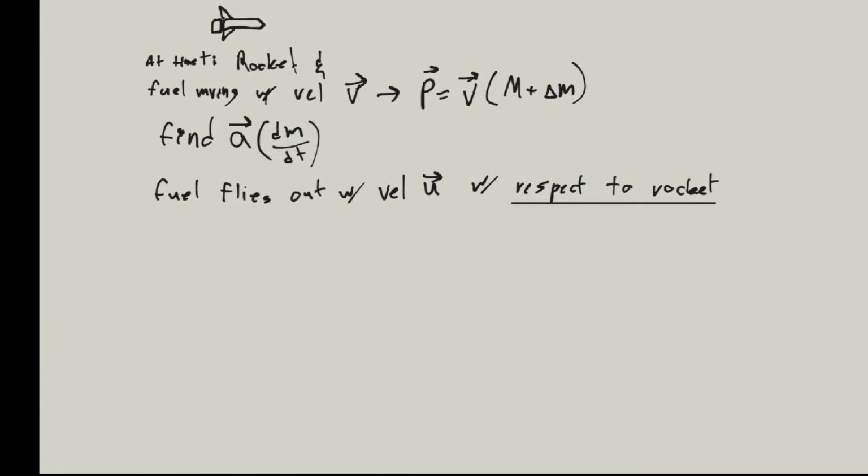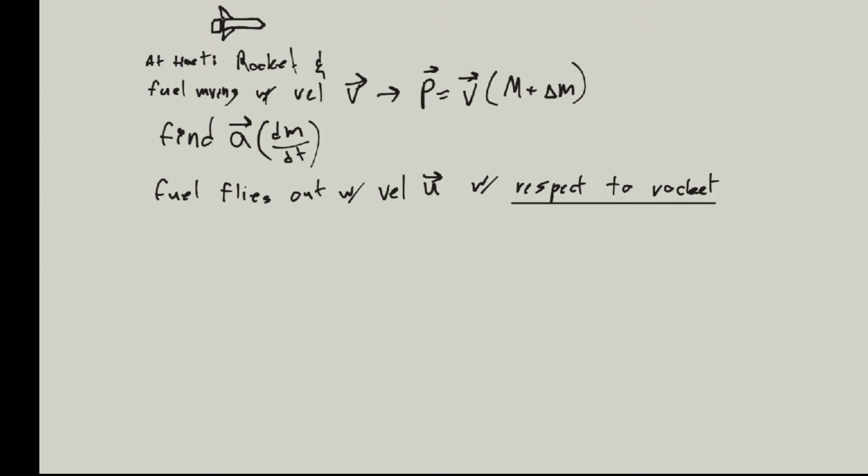So if the rocket is moving at 5 meters per second, and we say that the fuel has a velocity of -3 meters per second with respect to the rocket, then you could think that the fuel has a velocity of 2 meters per second. It's going 3 meters per second slower than the rocket. Basically, the rocket sees itself as the origin, and it's accelerating though.